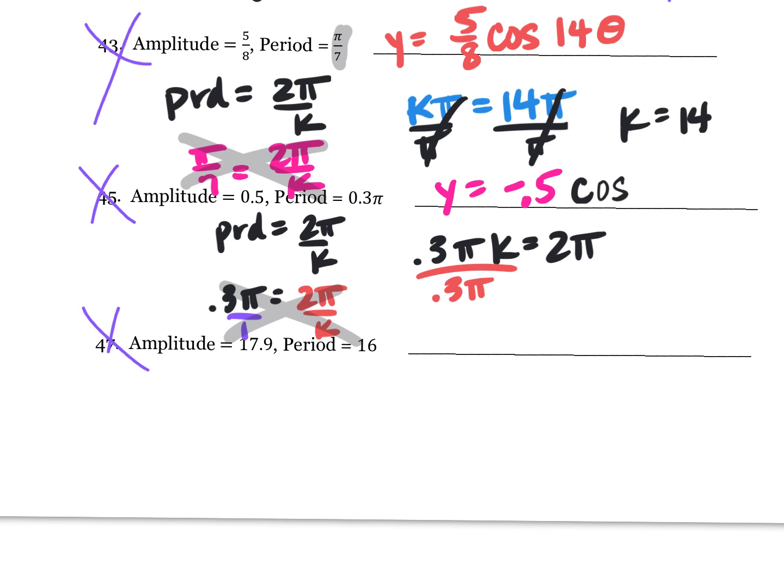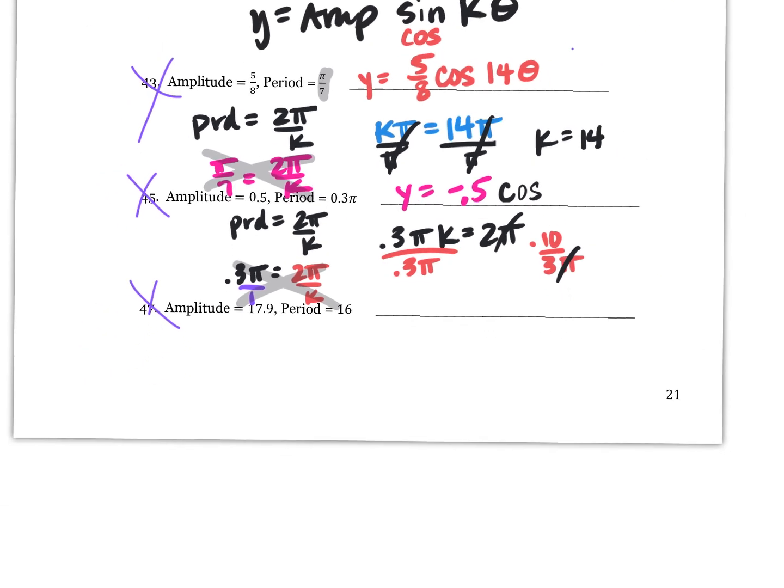3/10. Dividing by 3/10 is the same as multiplying by 10 thirds. Is my pi going to cancel out? Yeah. 2 times 10 thirds is 20 over 3. So I'm going to get k is 20 over 3. So Danny, what's my final equation going to read? Negative 0.5 cos 20 over 3 theta.